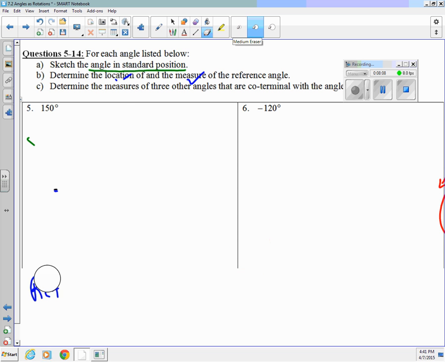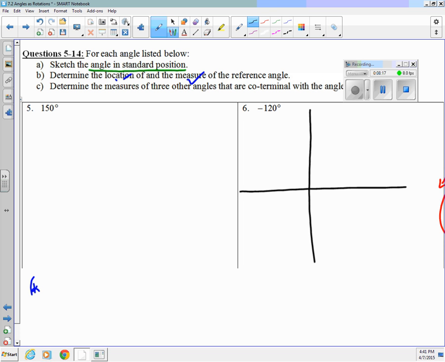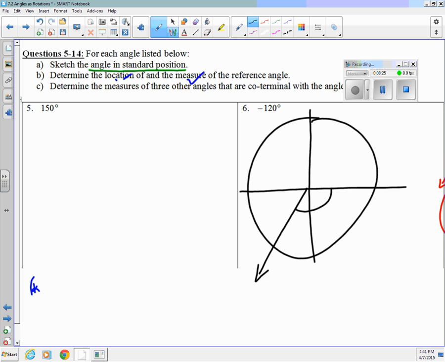So here's number 6. So negative 120. Okay. So negative 120, where am I? Well, I want to draw my Ferris wheel. Negative 120. I'm going negative 90 and then another 30. So here's my Ferris wheel. This would be an angle of negative 120. And my reference angle, again, I want to draw a picture that's symmetric.